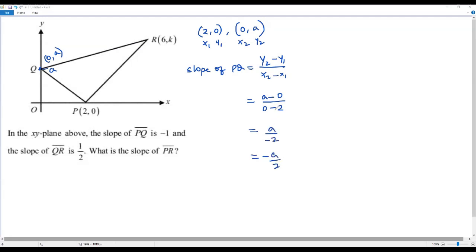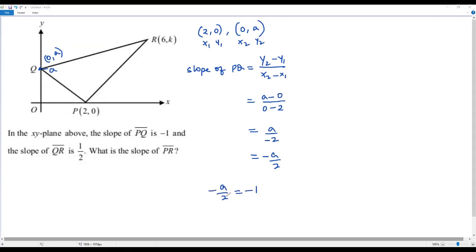Okay, now I got the slope of line PQ using the 2 points on the line, 2, 0 and 0, A. But already the slope of the line PQ is given in the question, so that is -1. So this -1 and this negative A over 2, both of them represent the same thing, that is the slope of the line segment PQ. So we can equate them. When I equate them, I'm getting negative A over 2 is equal to -1.